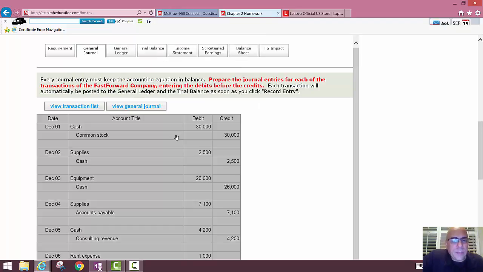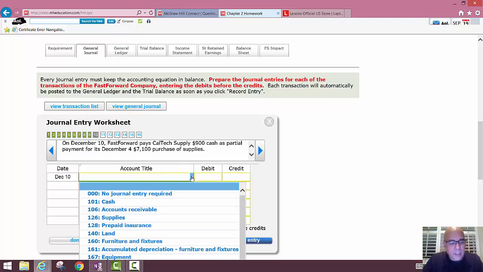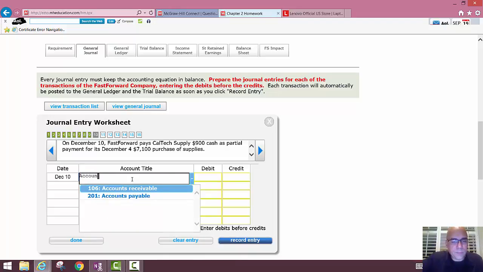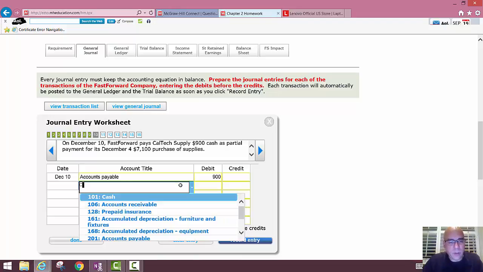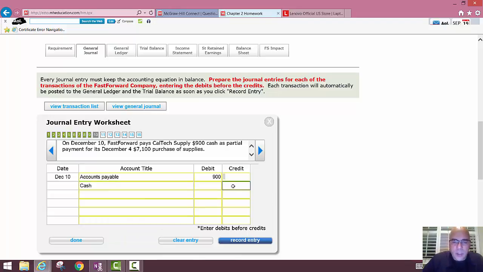Let me go ahead, and they're going to pay this now. So we go ahead and do what? We debit the accounts payable, right? It's a liability. We want to decrease it. How much are we paying them? $900. So we just decrease the liability. And we're going to do what? We're going to credit cash, right? Because we're paying the guy cash for that bill. When you pay your bills, you give up your cash. Credit that $900. Okay, we go ahead and record the entry for that.